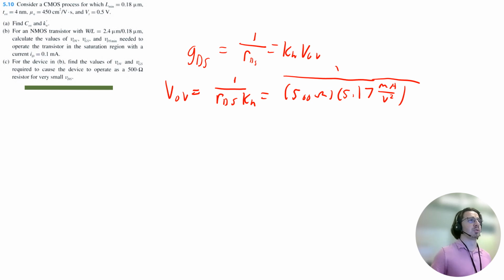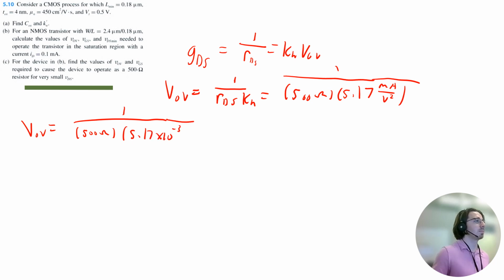And I'm going to want to convert those milliamps for this problem to make sure my units are correct. So we're going to do 1 divided by 500 ohms times 5.17 times 10 to the power of -3 amps per volt squared. So now all my units are in check. Very important for problems like this. So I get the overdrive is 0.39 volts.